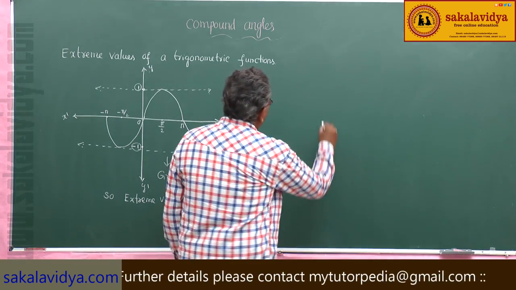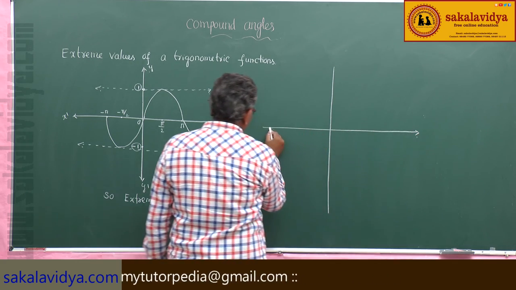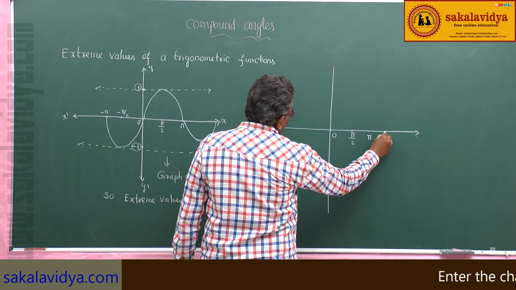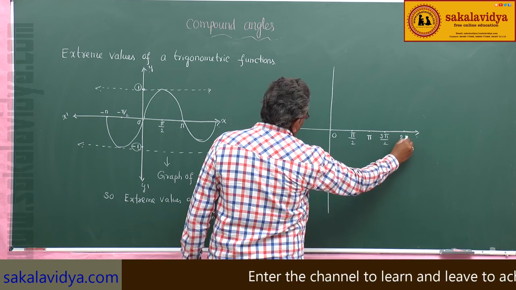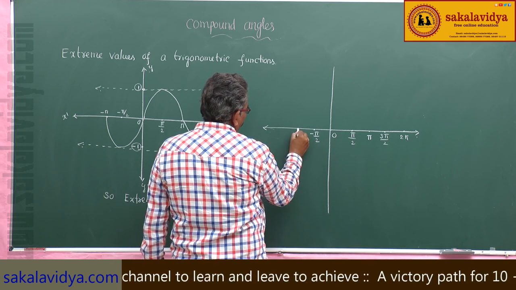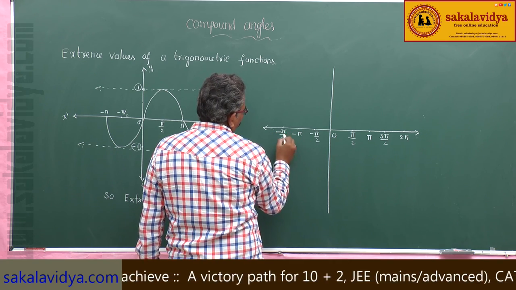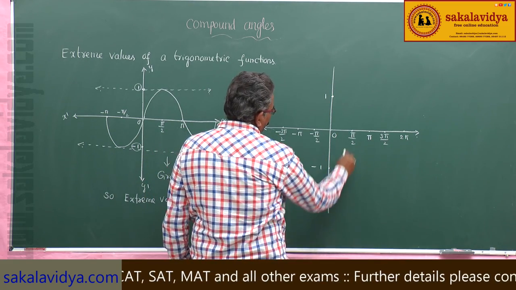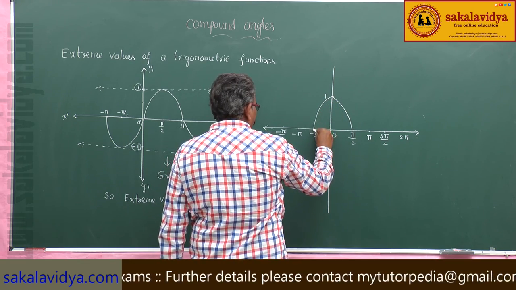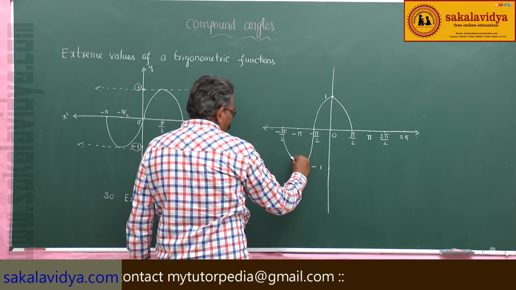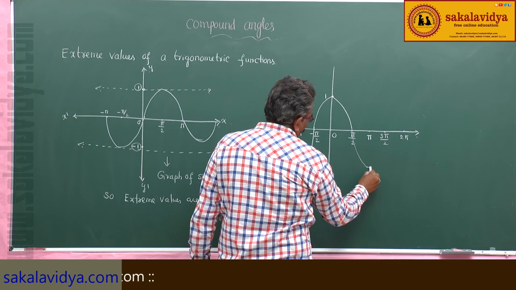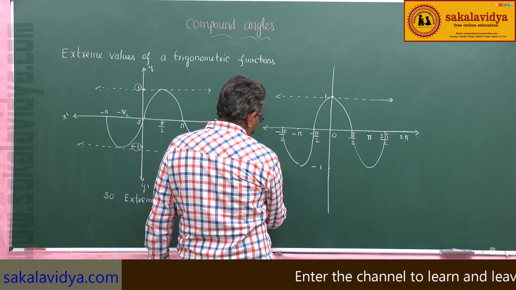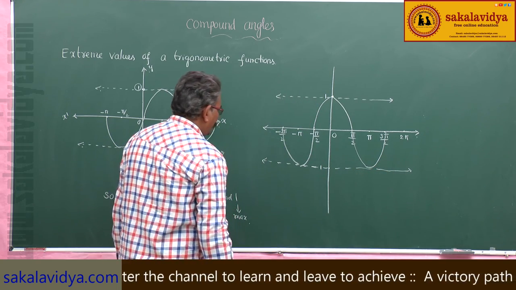Similarly, if you observe the graph of cos x, zero, pi by 2, pi and 3 pi by 2 and 2 pi, here minus pi by 2 and minus pi and minus 3 pi by 2. Say this will be 1, this will be minus 1. We know that cos 0 is 1 like this, cos pi by 2 is 0, minus pi by 2 is also 0, minus pi is minus 1, cos 3 pi by 2 is 0. Again this is minus 1, it goes up. Therefore, this is the graph of cos x.